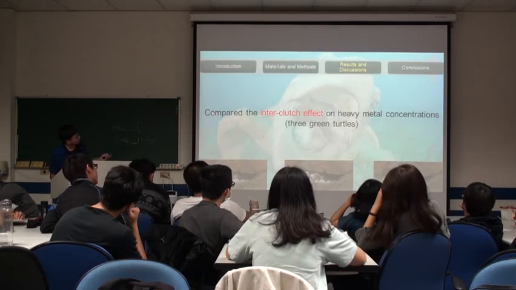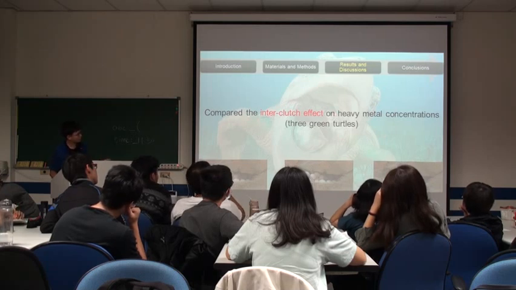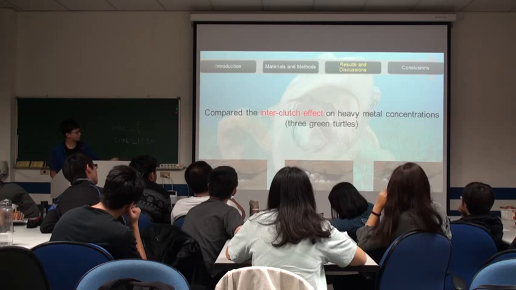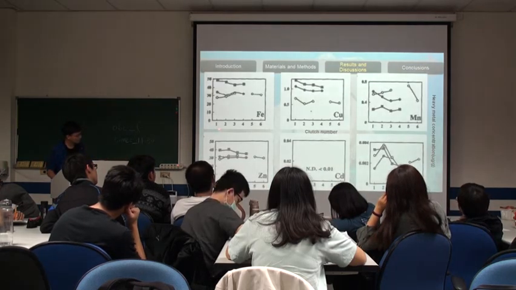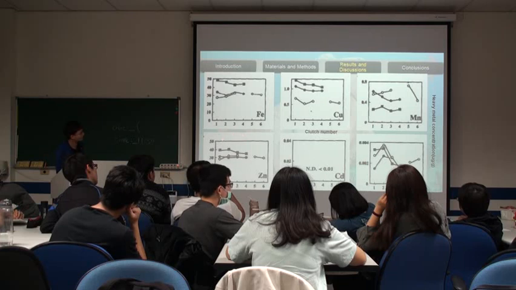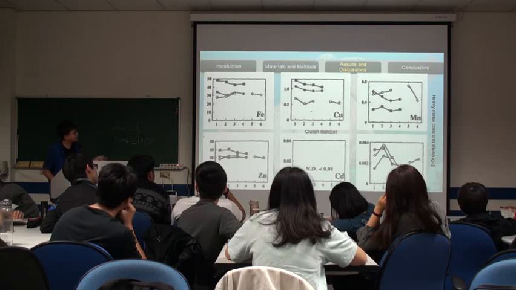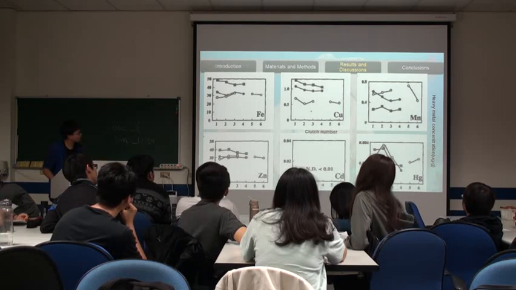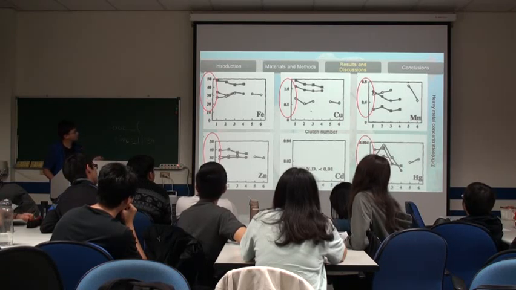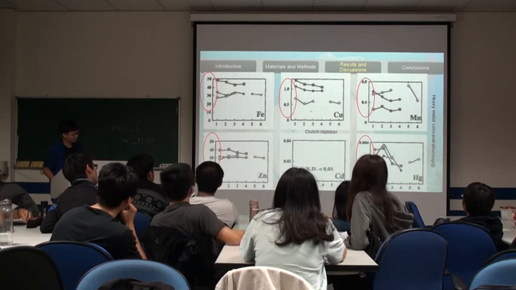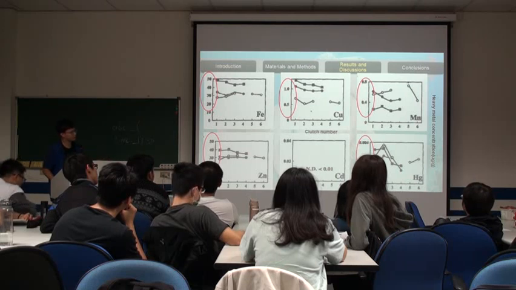Now let's compare the inter-clutch effect on heavy metal concentration. And this means the eggs from different mothers. We can see the x-axis is clutch number and the y-axis is heavy metal concentration, and every line means the same mother. And let's see the y-axis. We can see that the heavy metal concentrations in eggs from different mothers are different.